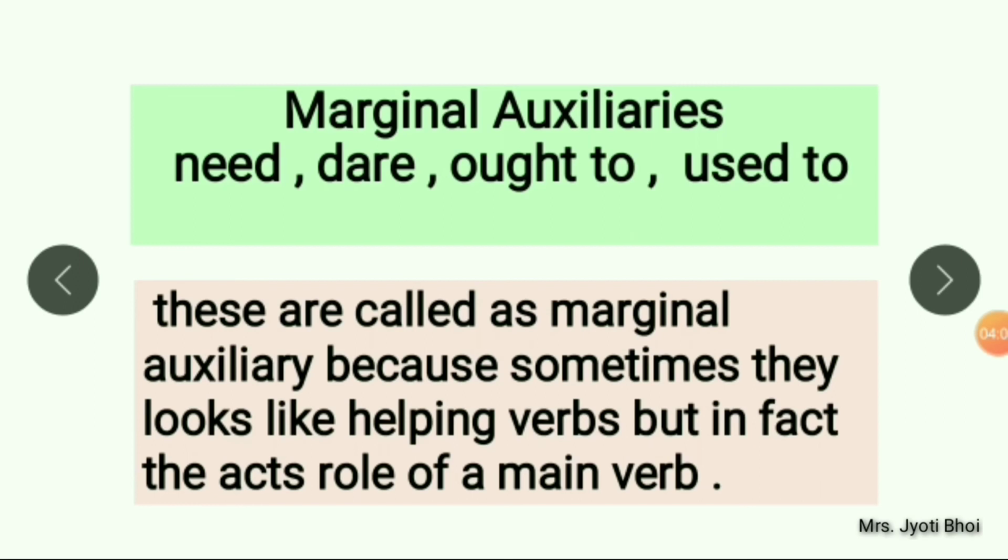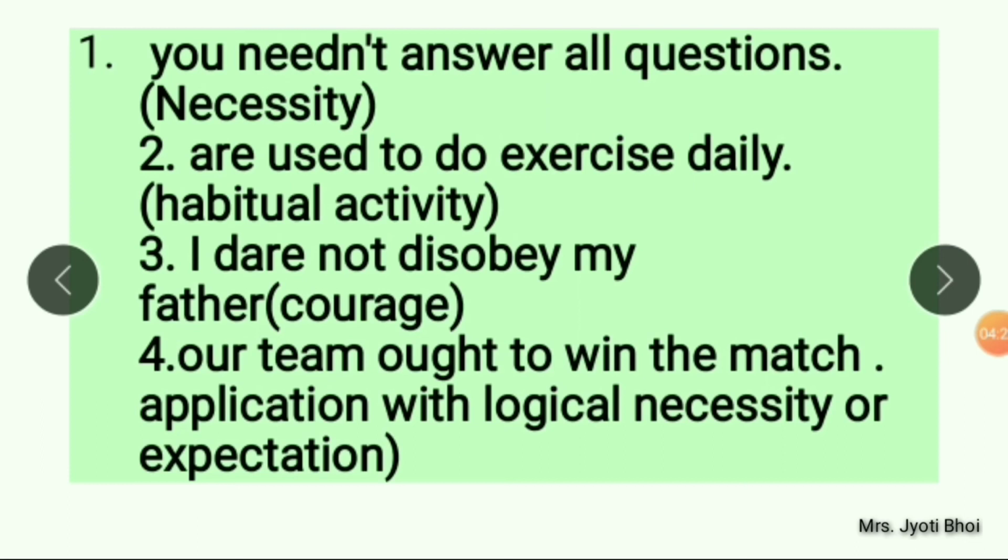About marginal auxiliaries. In the name, margin means you know very well. In books, the margins are there: need, dare, ought to, and used to. These are examples of marginal auxiliaries. Why is it called marginal? Because sometimes they look like helping verbs, but in fact they act in the role of a main verb in a sentence. Without them, our sentence is incomplete.